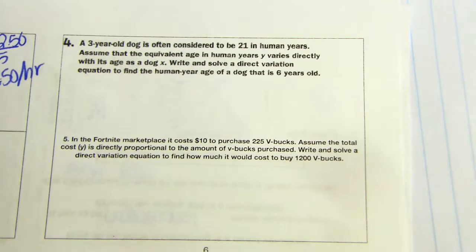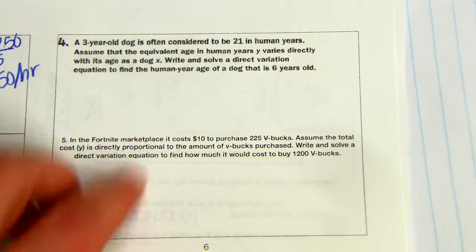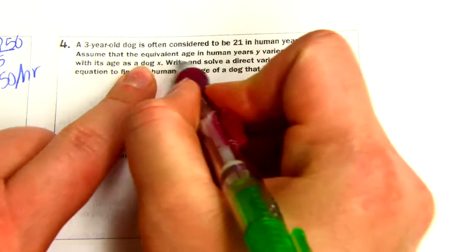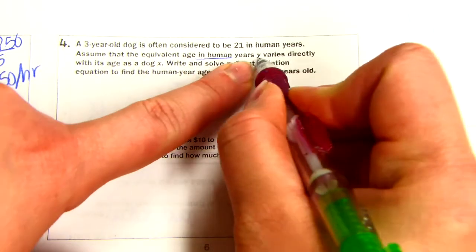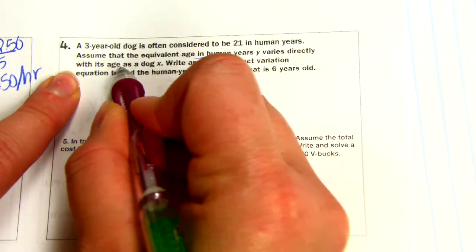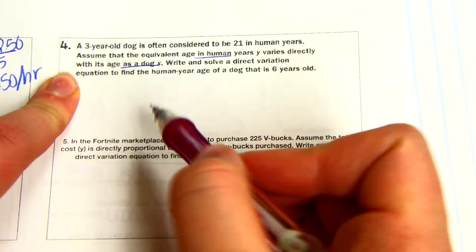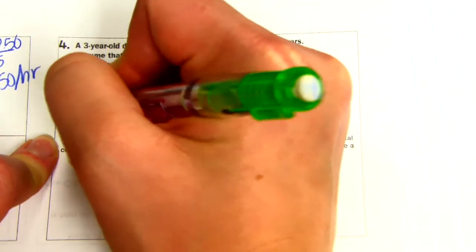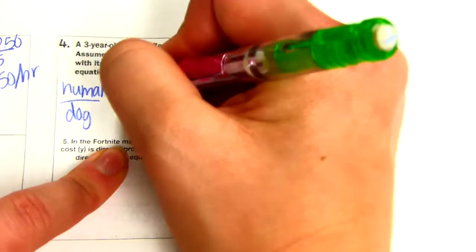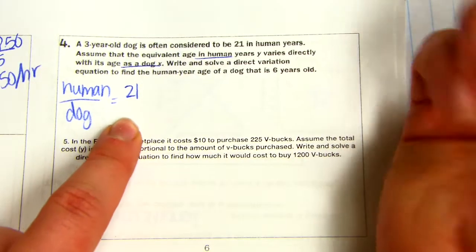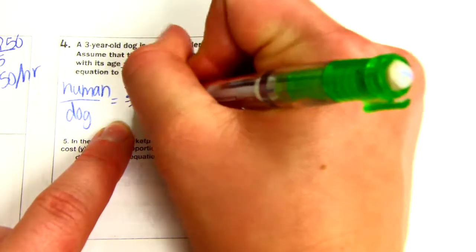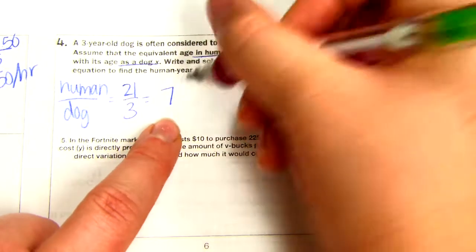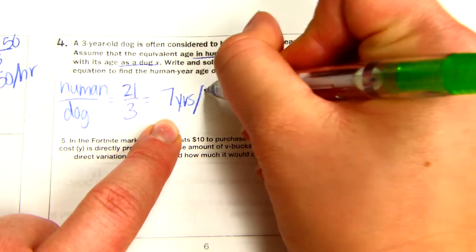We're going to start writing equations here. A 3-year-old dog is often considered to be 21 in human years. Assume that the equivalent age in human years, which is y, varies directly with x, its age as a dog. So I'm going to say human over dog. Its human years are 21, and it's over 3 years, as the example it gave us, which is 7 human years per 1 dog year.